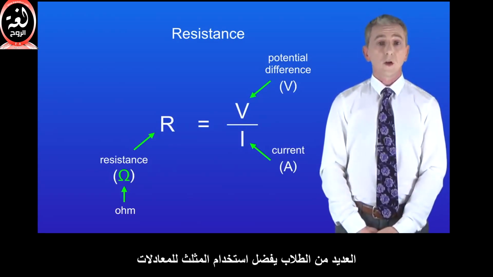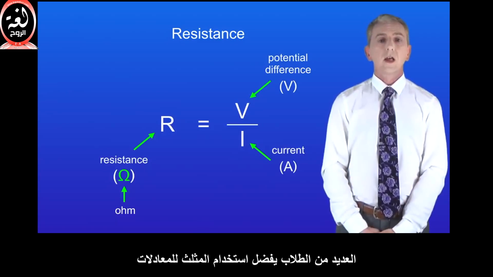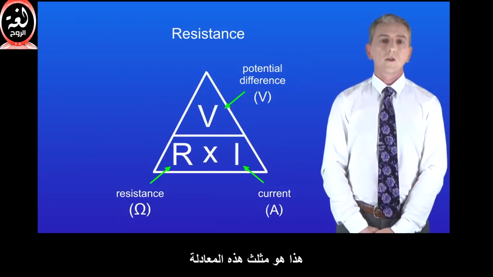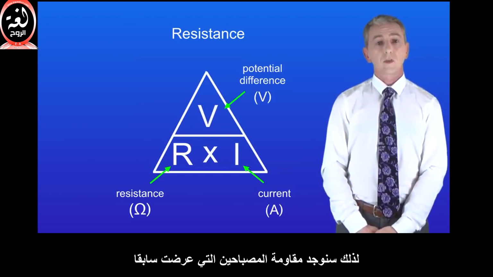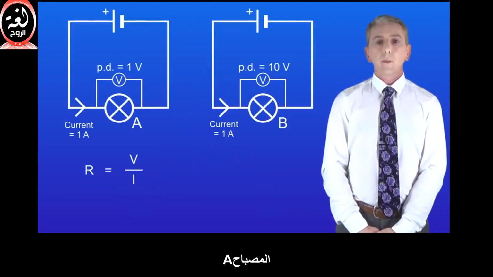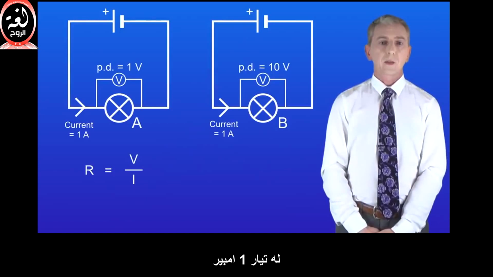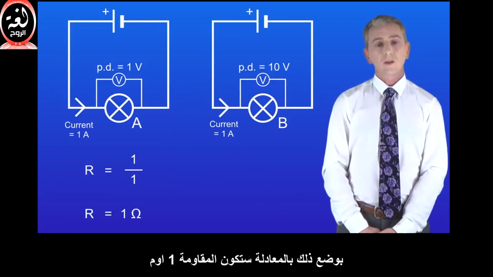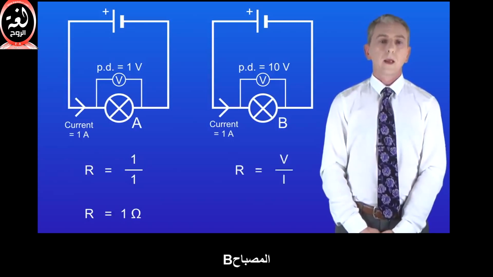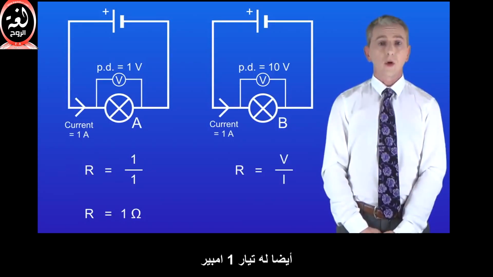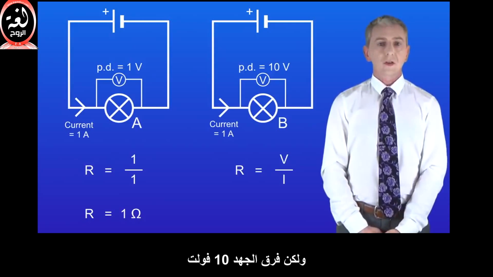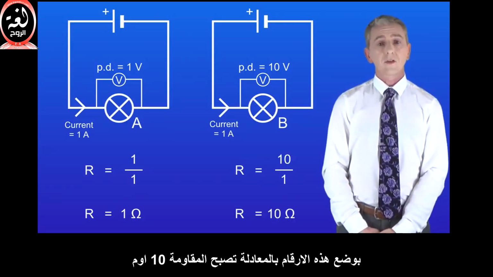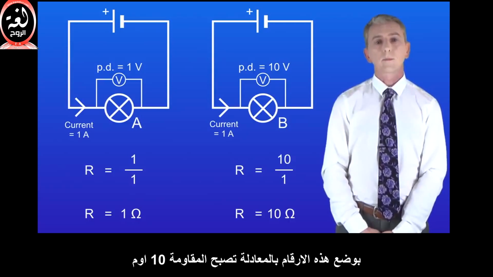Now you're not given this equation in the exam, so you need to learn it. Many students prefer to use a triangle for equations, so here's a triangle for this equation. So we're going to work out the resistance of the 2 lamps that we saw before. Lamp A has a current of 1 ampere and a potential difference of 1 volt. Putting these into the equation gives a resistance of 1 ohm. Lamp B also has a current of 1 ampere, but this has a potential difference of 10 volts. Putting these numbers into the equation gives us a resistance for lamp B of 10 ohms.